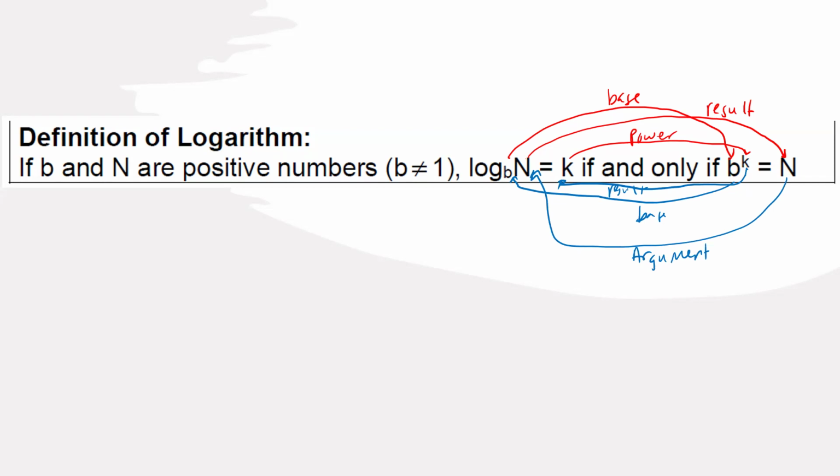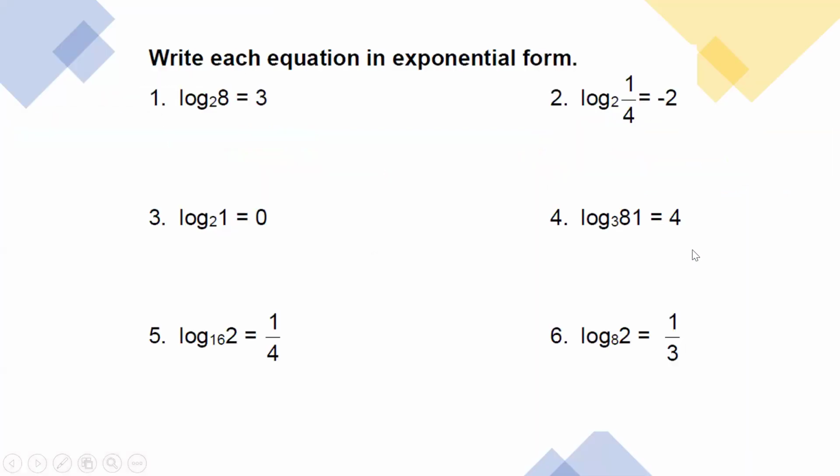So log to exponent, we have base, power, result. Exponent to log, we have base, argument, result. All right, let's look at our example. Up first, we have log base 2 of 8 equals 3, and they want us to write it as an exponential. We're going to do 1 and 2 together, and then you're going to do 3 through 6 at your table. Should take you under 60 seconds to do it.